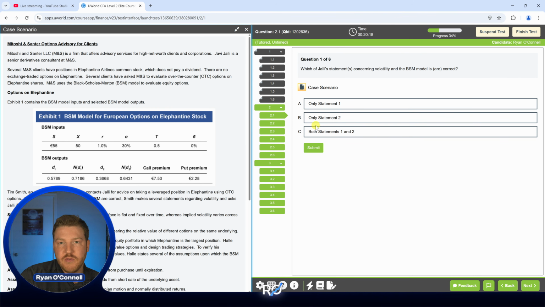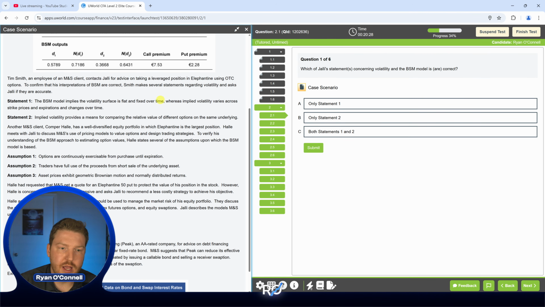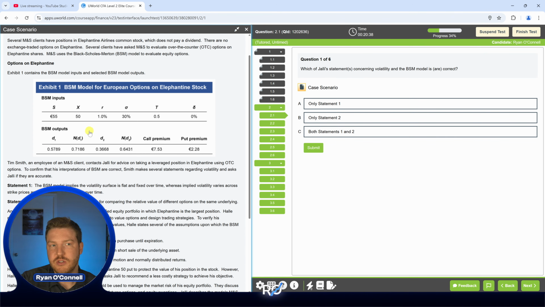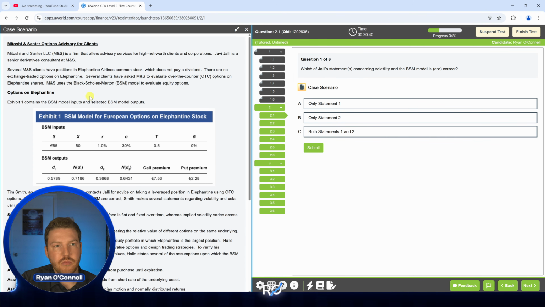So basically we finished the first vignette and now we're going to move on to another story. And this one is going to be about Black-Scholes. We had that question earlier about the Black-Scholes outputs, and this is where we're going to get into more information on these Black-Scholes outputs. So let's just start off by doing the first question.